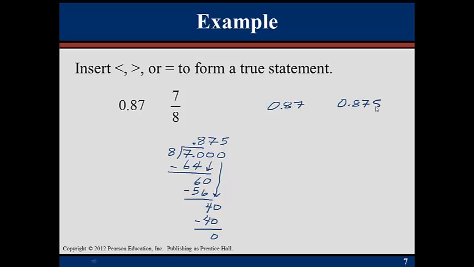Well, the zeros match up. The decimals match up. 8, 8. So far we're equal. 7, 7. Still equal. Now we have a 5 in the thousandth place, but we don't have a digit here, so let's put a 0. So now who's bigger, 0 or 5? The answer would have been 5. So 7/8 is greater than 0.87.